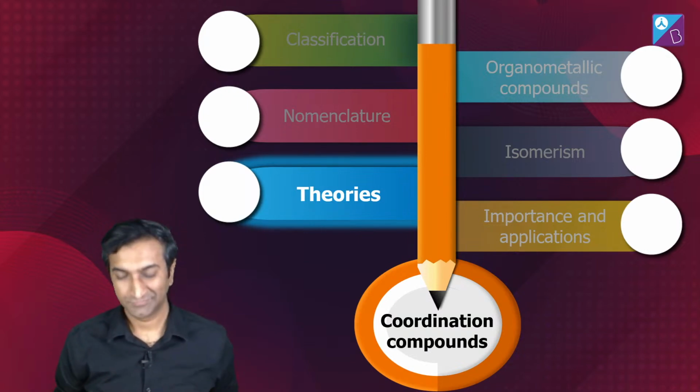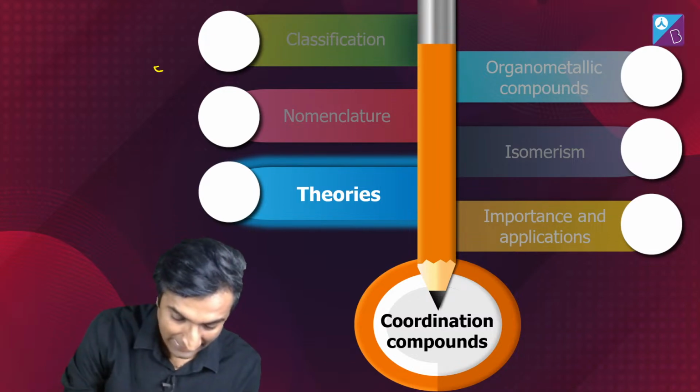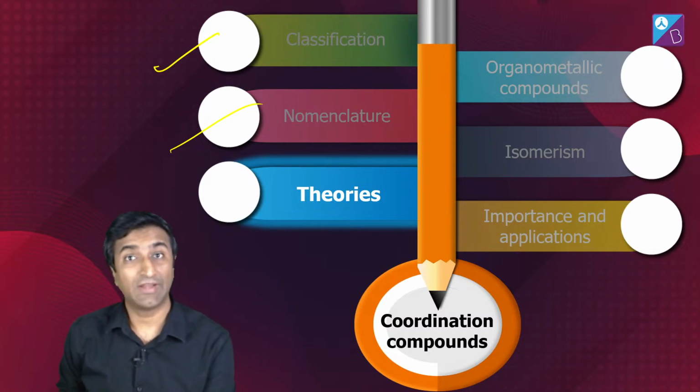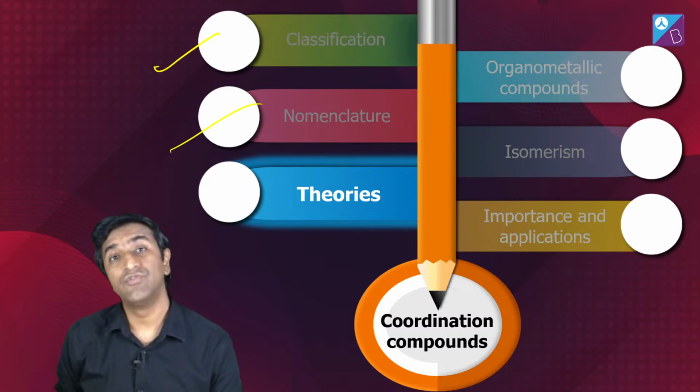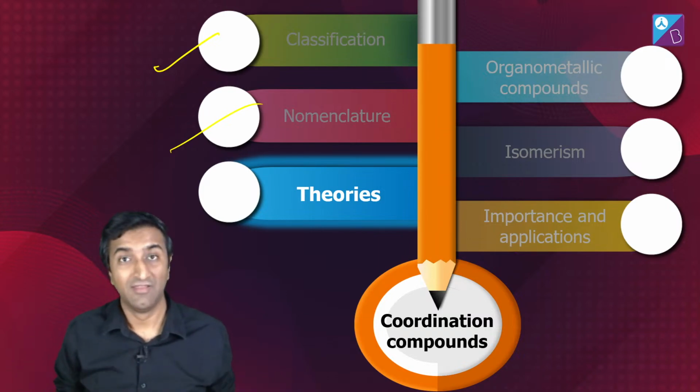ठीक है. Cool. So, we've done क्या किया अभी तक? We've done classification. We've done nomenclature. Let's look at the different theories that were used to try and understand coordination compounds. Right? It's a very fascinating thing, the fact that these kinds of compounds form.